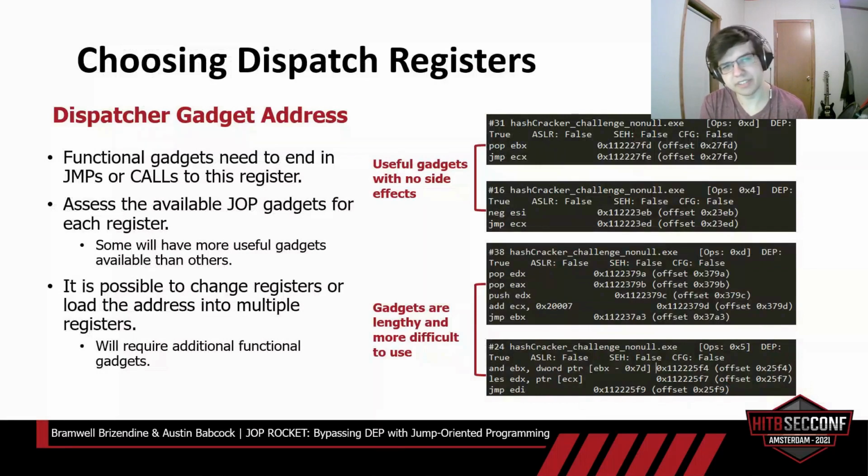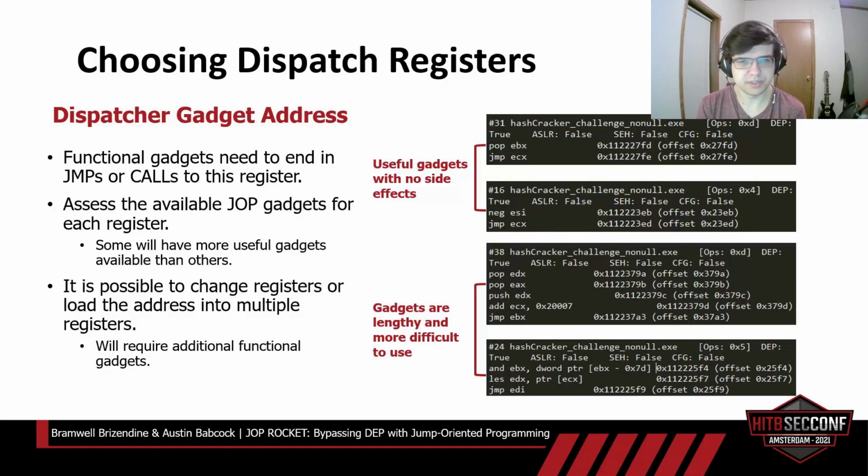So on the first topic, choosing dispatch registers. We want to choose a register for our dispatcher gadget address, and we have to. With our dispatcher gadget address, the register we choose will determine which functional gadgets we can use, because our functional gadgets have to end in a jump or a call to this register.